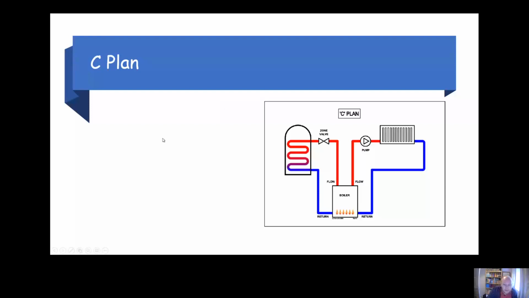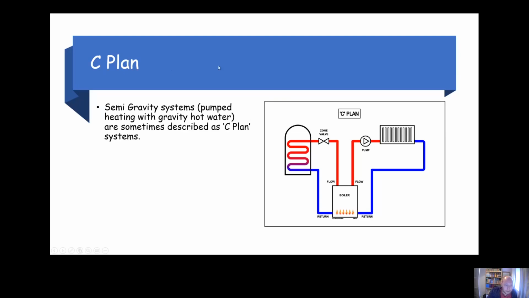Now we're going to look at the only one which isn't fully pumped, which is the C-plan system. Again, shouldn't be fitted from new, but it's something we need to be aware of. C-plan system, also known as a semi-gravity system, would have the heating side pumped and the hot water circuit would go around via gravity, or we call it convection.